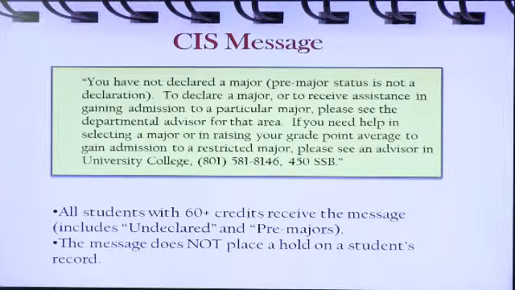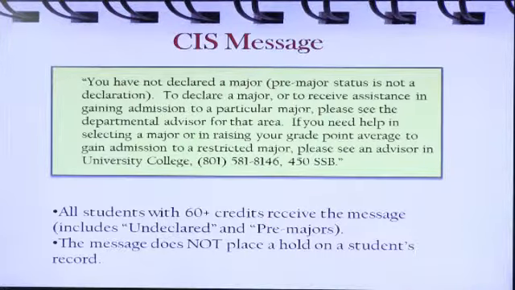This message goes to CIS for any student that has 60 or more credit hours and is undeclared or pre-major. If they're pre-majors, they're not going to have a hold on their record. The reason I wanted to mention this is you might get calls from students saying, I got this message in CIS that I need to declare a major. And then you go into PeopleSoft and you don't see a hold. The reason you don't see a hold is there's not one there. The hold is only going on to those students that are undeclared in a major.